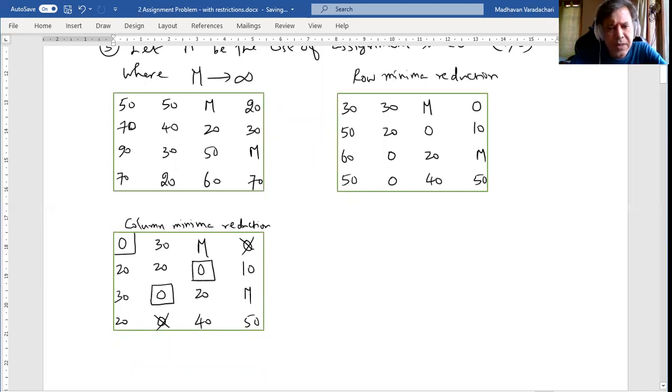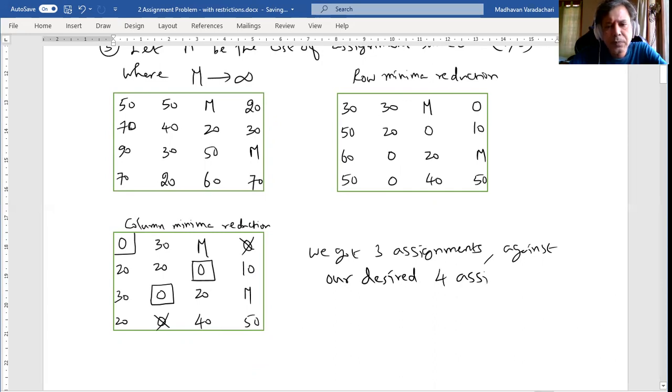You got 3 assignments against our desired 4 assignments. Why 4? Because it's a 4 by 4 matrix. Now, what is the next step?